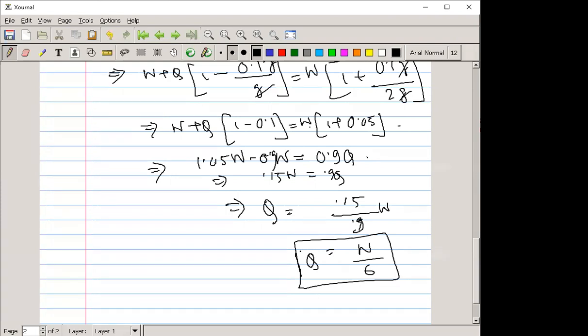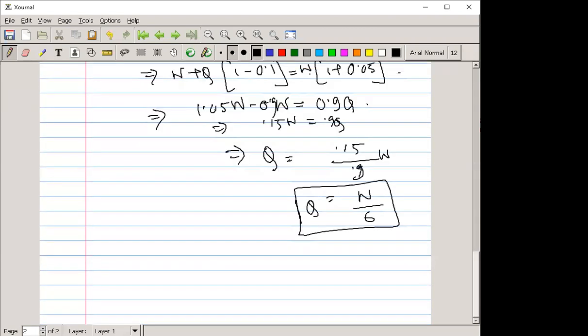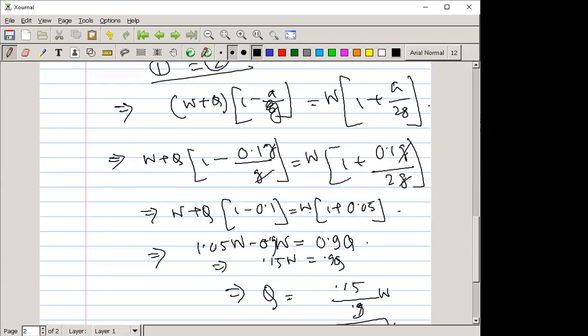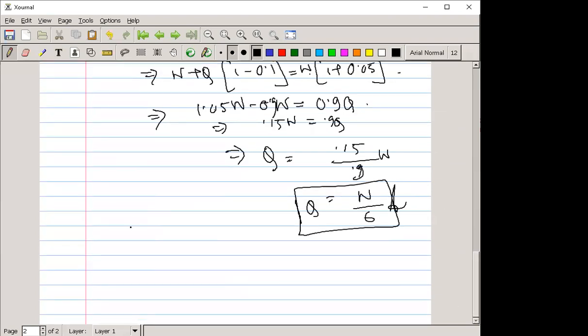So now come to another numerical problem regarding this pulley. So this is the answer. Now you can simply put this Q value, Q is equal to W by 6, in any one. Suppose here you put it, you will find the tension. So if you write W plus Q times 1 minus A by g, instead of Q write this one, W by 6, and instead of A write this one. So this is the tension. Tension you need to find out.